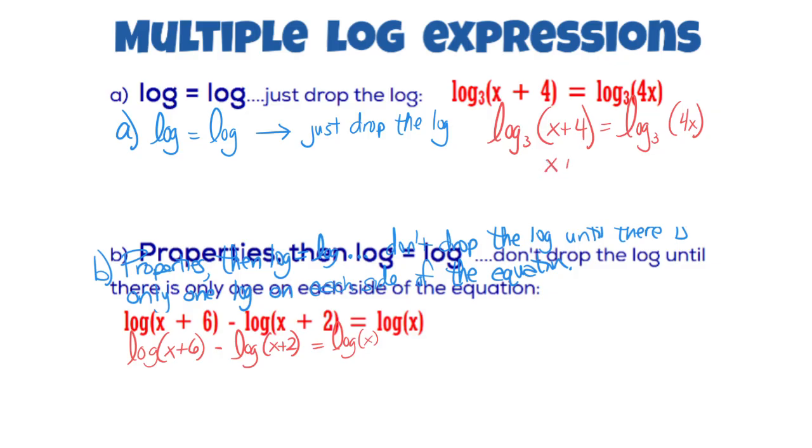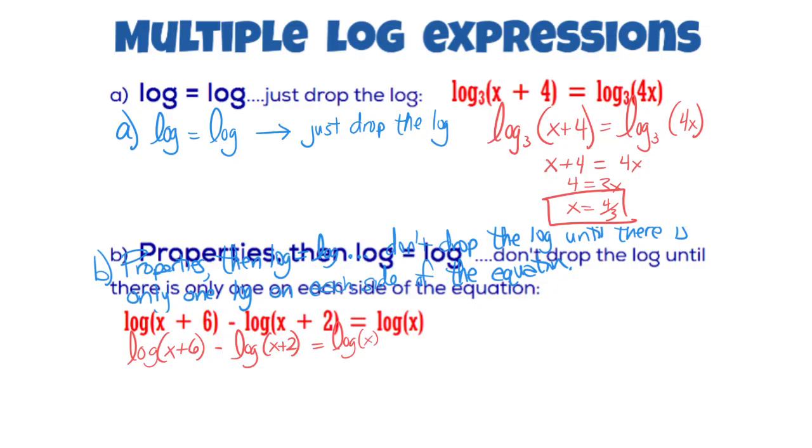You're going to end up with x plus 4 equals 4x. And then you solve that to figure out what x would have to be so that both sides end up being the same thing. And that's what I get right there. X would have to be 4/3.